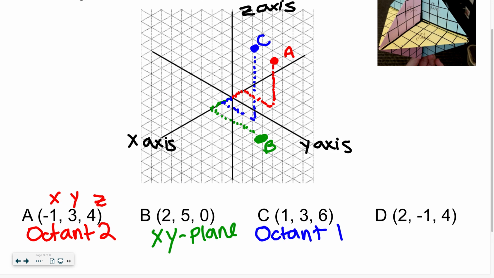And then for D, I would go forward 2, I would go left 1, and then up 4. So D is over here. That puts us in octant 4. Excellent. I didn't have any negative Z's here, so all of my points are in my upstairs. Any questions, concerns?